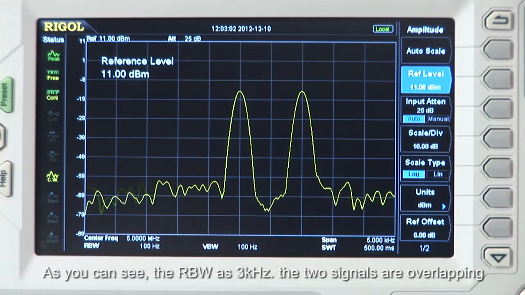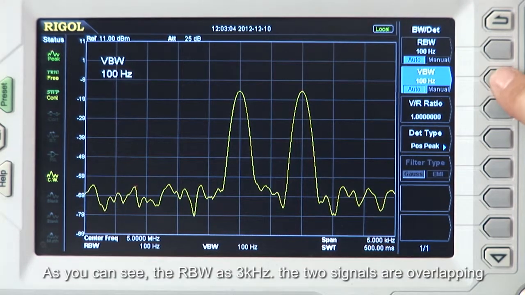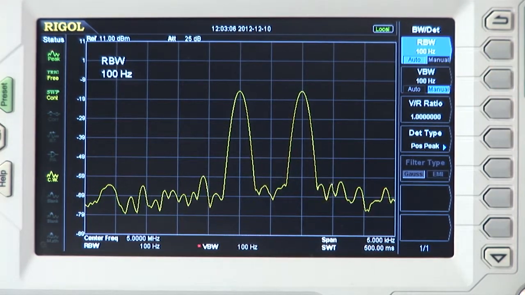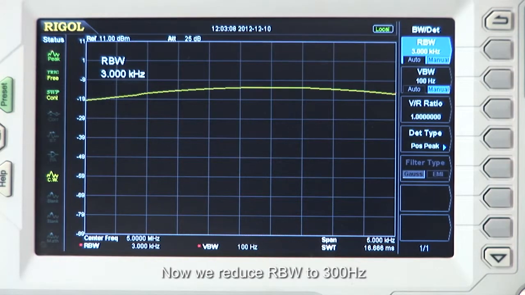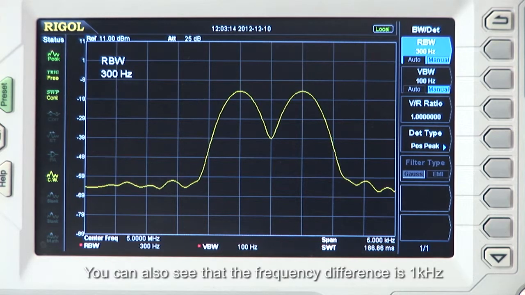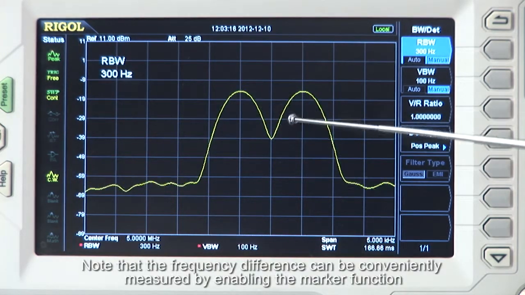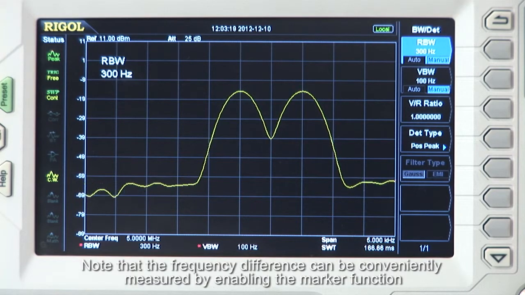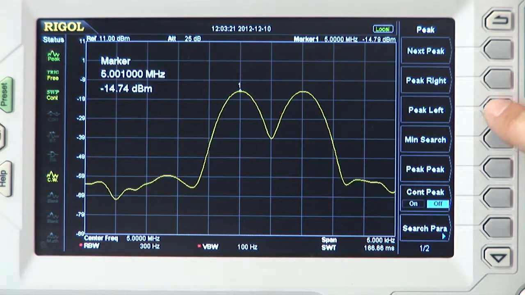As you can see, with the RBW at 3 kHz, the two signals are overlapping. Now we reduce the RBW to 300 Hz, and the analyzer can distinguish the two signals. You can also see that the frequency difference is 1 kHz. Note that the frequency difference can be conveniently measured by enabling the marker function.